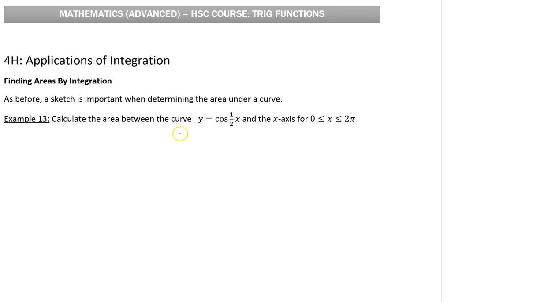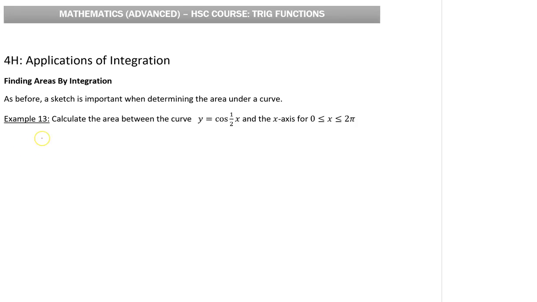Remember, cos x starts at 1, dips down and back up again. If the x has a coefficient other than 1, that relates to the period. The way that I like to interpret this is that over the course of 2 pi, I get exactly half of a cycle in. Alternatively, my period is going to be 4 pi. So, let's sketch this up first.